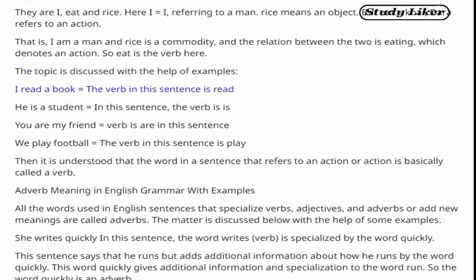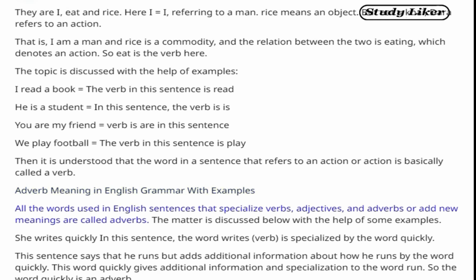I read a book: the verb in the sentence is read. He is a student: in the sentence, the verb is is. You are my friend: the verb is are in the sentence. We play football: the verb in the sentence is play. Then it is understood that the word in a sentence that refers to an action is basically called a verb. Adverb meaning in English grammar with examples.